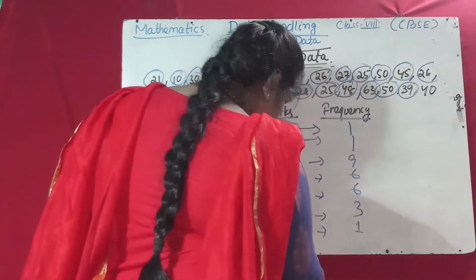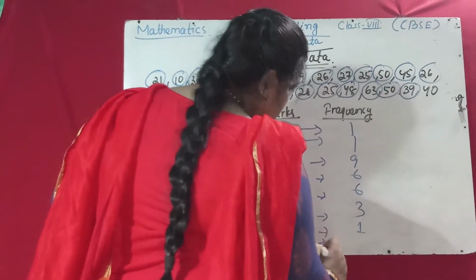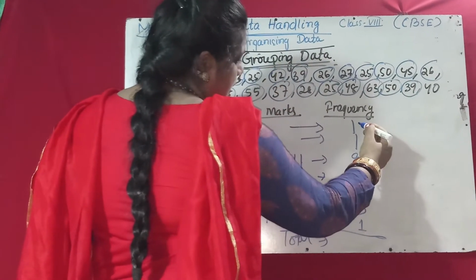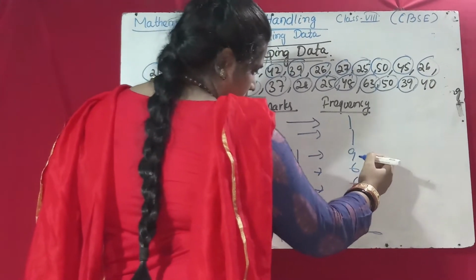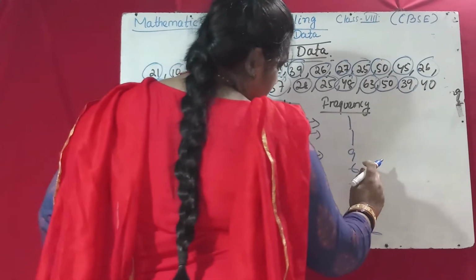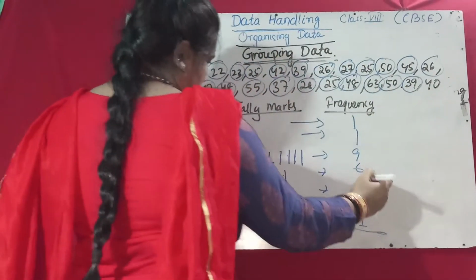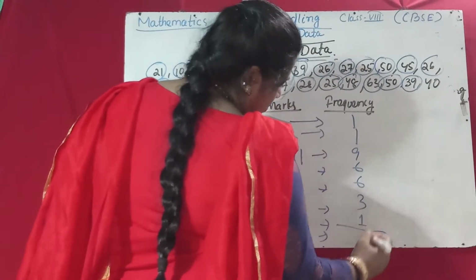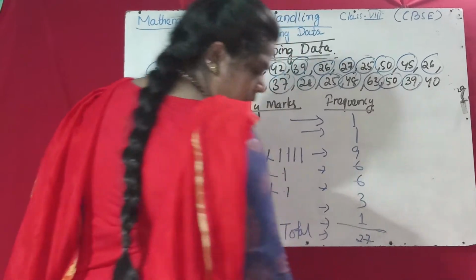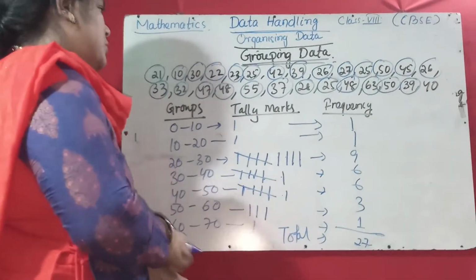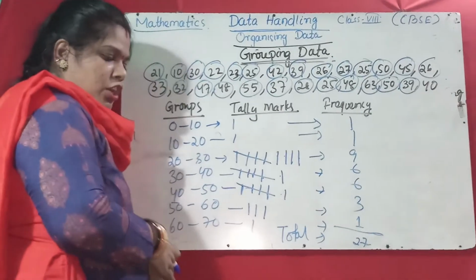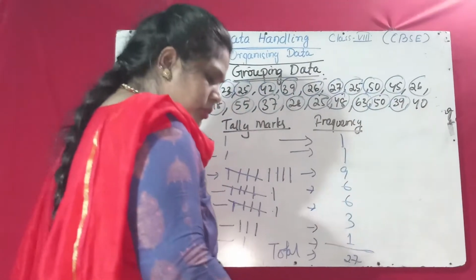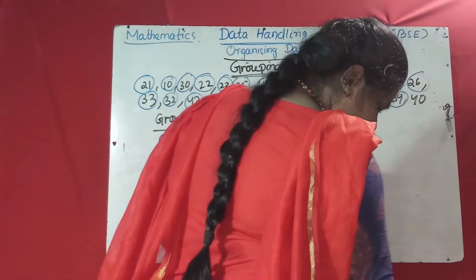Okay, so how many total numbers? You add this. 1 plus 9 is how much? 10, 11, 17, 23, 26, 27. Okay, total is 27 numbers. So like this you make groups and tally marks, or groups may be according to the distribution given.